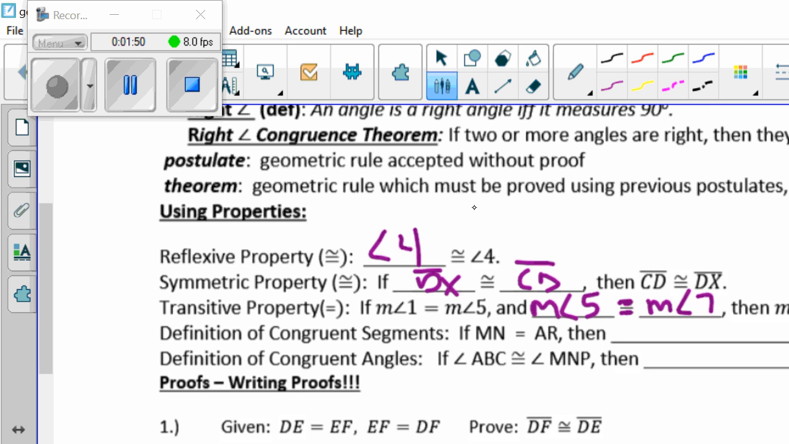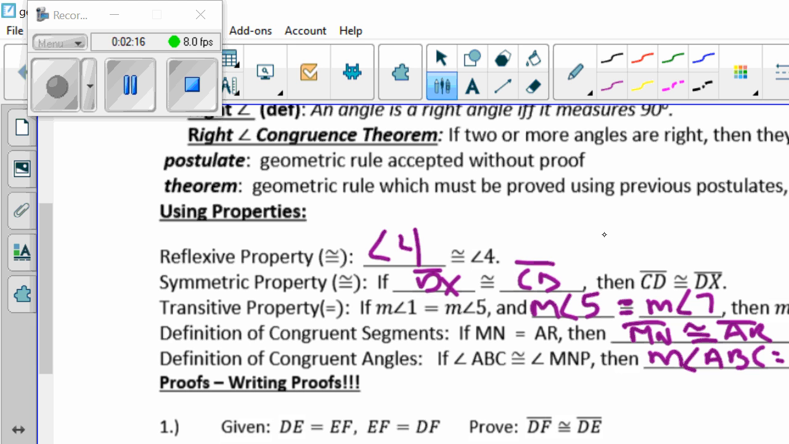Definition of congruent segments. If MN equals AR, then what I can do, I can change them to segments and make them congruent. Segment MN is congruent to segment AR. And definition of congruent angles. If angle ABC is congruent to angle MNP, then again, I can change that and say the measure of angle ABC is equal to the measure of angle MNP.